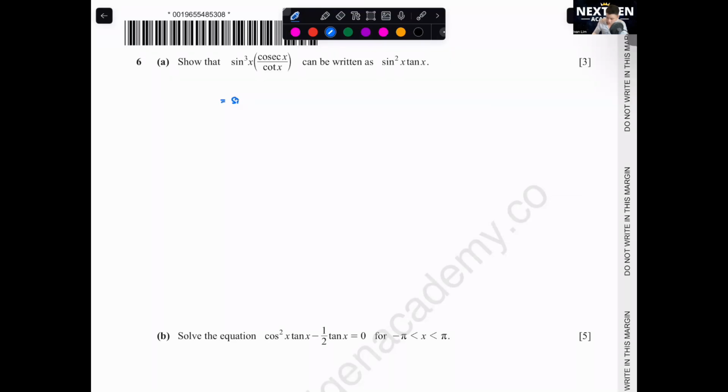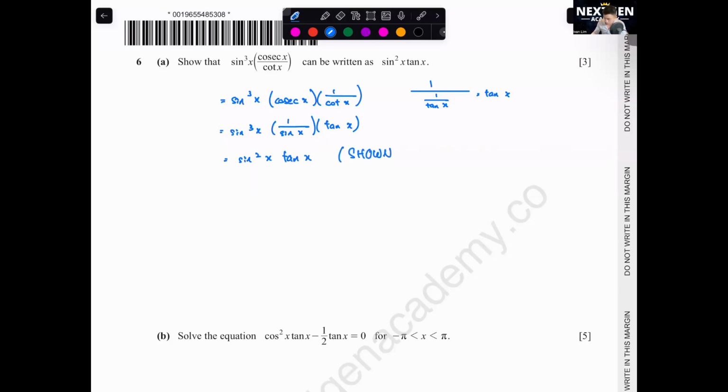Okay, so this one, sine cube x. Okay, you can split it up first. So you can write it as cosecant x, and then here as 1 over cotangent x. What is 1 over cotangent x? Cosecant x is 1 over sine x. This is 1 over 1 over tangent x, which is equal to tangent x. And you end up with sine square x tangent x. Right here, shown.